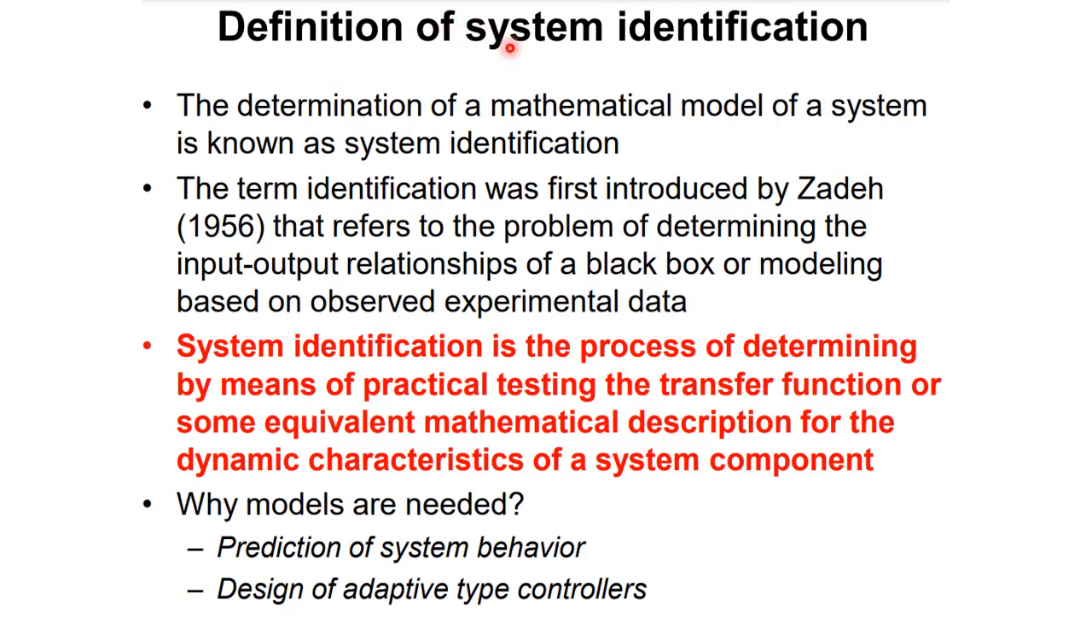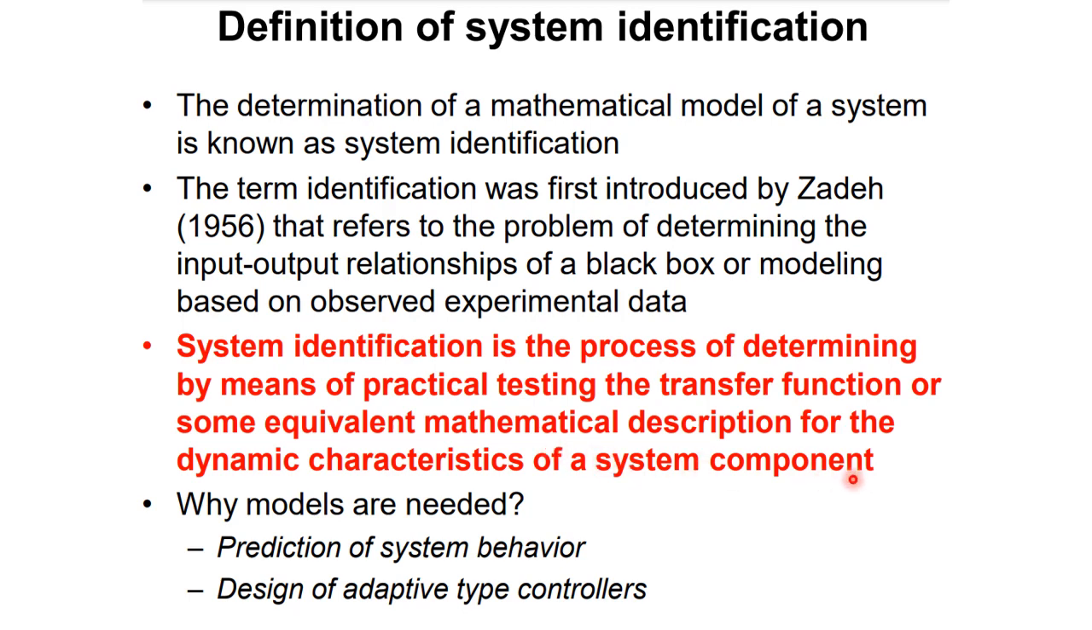As a definition, system identification is the determination of the mathematical model of the system. The term identification was first introduced by Zadeh in 1956, referring to the problem of determining the input-output relationship of a black box, or modeling based on observed experimental data. Again, the keyword is data, experimental data. System identification is the process of determining, by means of practical testing, the transfer functions or some equivalent mathematical description for the dynamic characteristics of the system component.